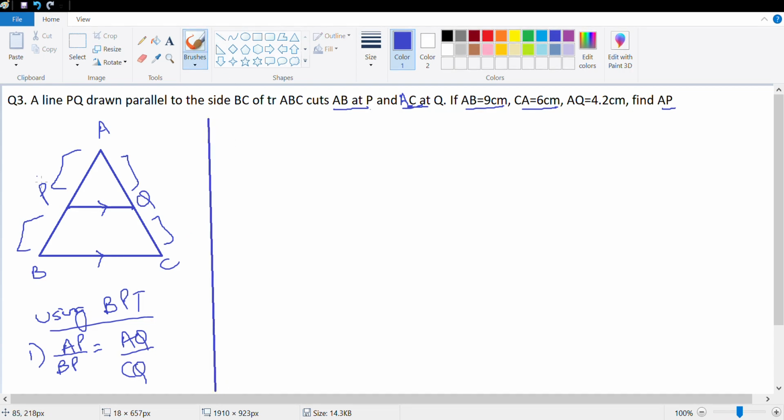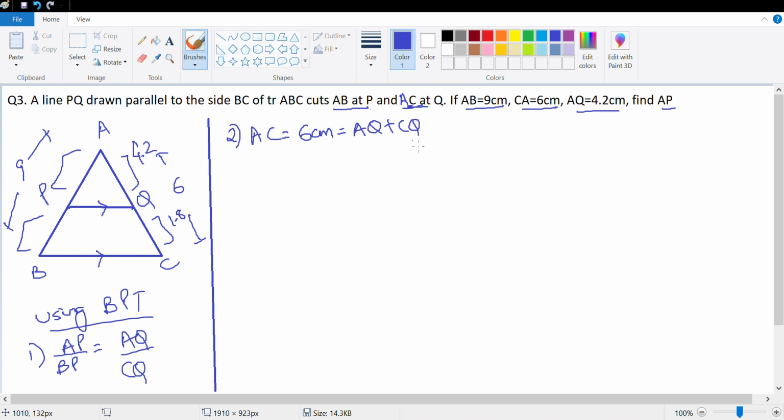I have AB is equal to 9, which means this big length is 9. CA is 6, this big length is 6. AQ is 4.2. So this will be 1.8 because the total is 6. Let's just write that down. AC is equal to 6 centimeter is equal to AQ plus CQ. Therefore, CQ is equal to 6 minus 4.2 centimeter. Therefore, CQ is equal to 1.8 centimeter.